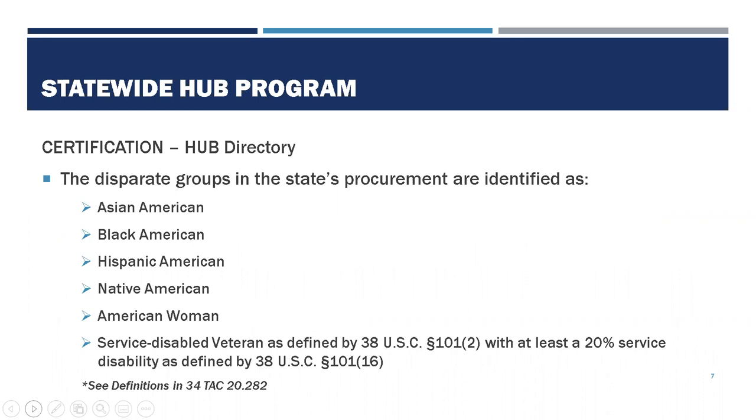Certification. We certify the small businesses in the state of Texas, and with that certification, they receive a free hub directory listing. Certification includes the disparate groups of Asian American, Black American, Hispanic American, Native American, American woman, and service disabled veterans with at least a 20% service disability. That service disability has to be documented with the two different sections here, but there are federal government certifications that they receive in the service disability. Next slide, please.